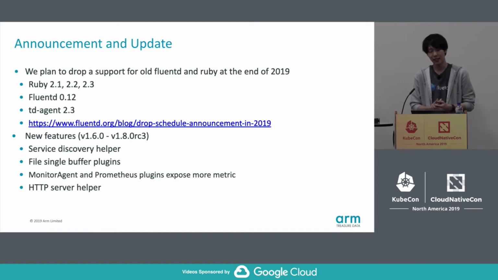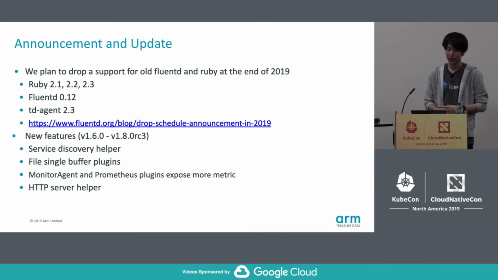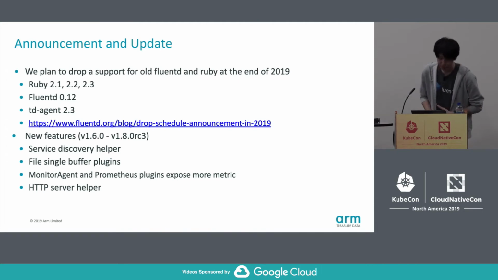In the end, there are important announcements and some latest updates about Fluentd. The announcement is that we plan to drop support for old Ruby and Fluentd versions at the end of this year. We wrote up an article about our plan, so please check this link.